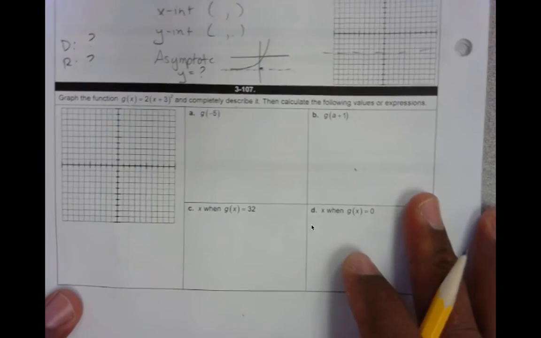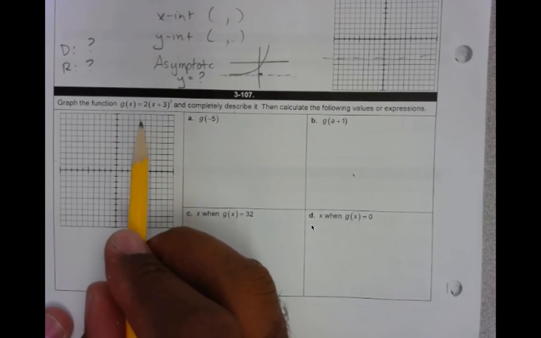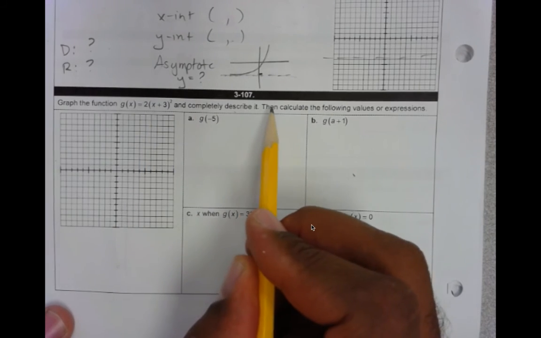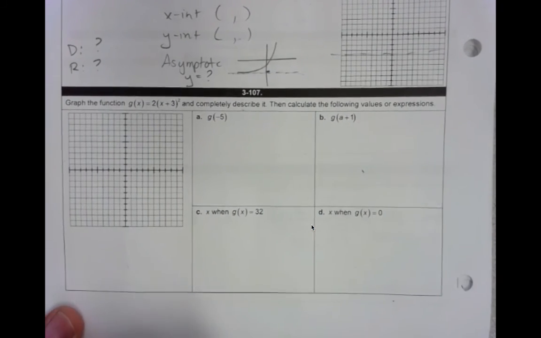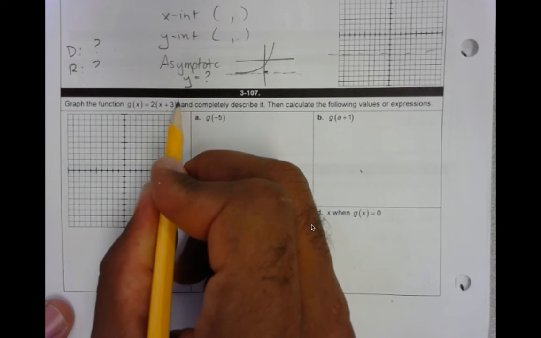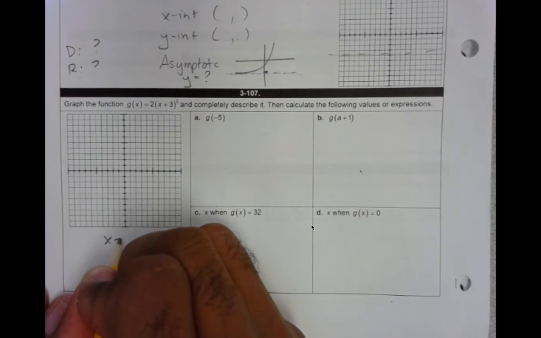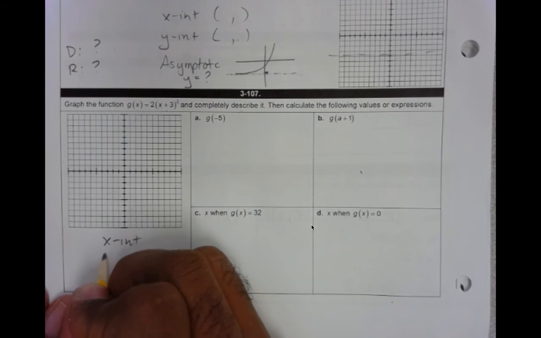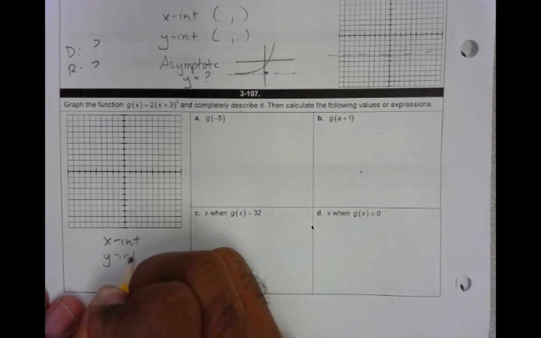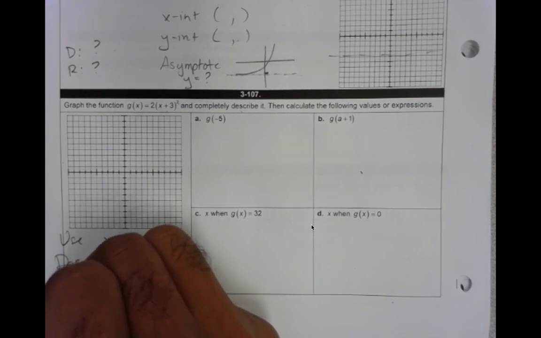Okay. All right, now in this last one, you're going to graph this function. Again, you can use Desmos and completely describe it and then calculate these values. Okay, so again, this is a squared function, so we're expecting a parabola. Okay, and I want the x-intercept, the y-intercept, and again, use Desmos. Also for this one, I'll write that in here, use Desmos for these last two.